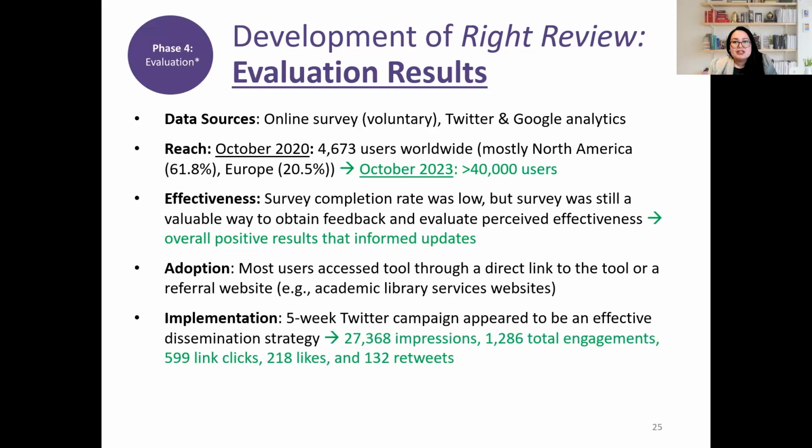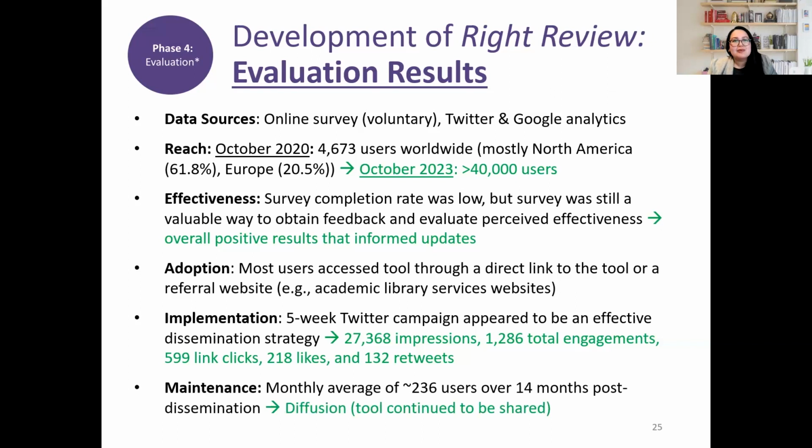Moving on to implementation. So again, given that we actively disseminated the tool but did not implement it at an organizational level, we use the implementation construct to evaluate our dissemination. Our 5-week social media campaign through Twitter appeared to be an effective dissemination strategy. We found that over the weeks, our 8 Twitter posts received a combined 27,368 impressions, 1,286 total engagements, 599 link clicks, 218 likes, and 132 retweets.